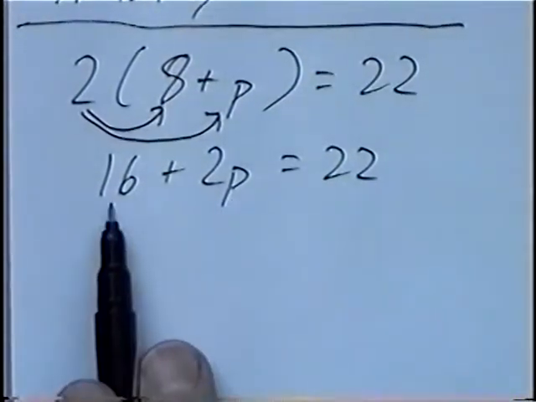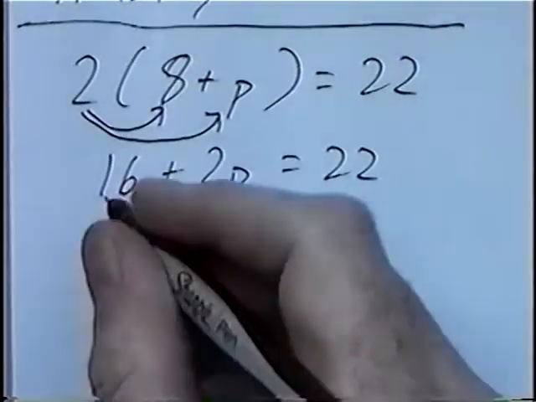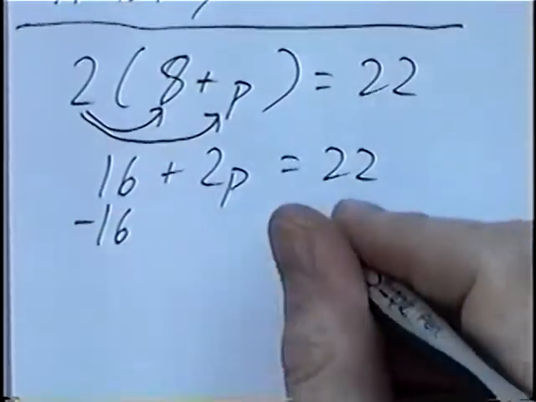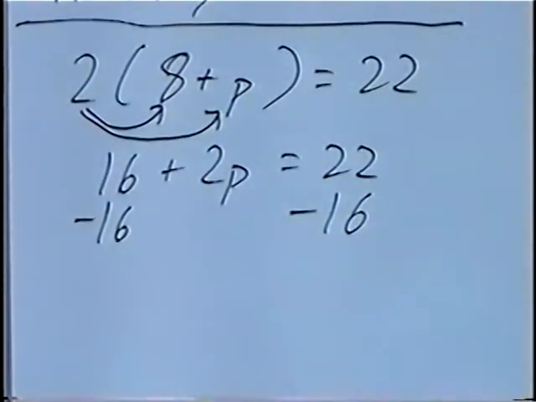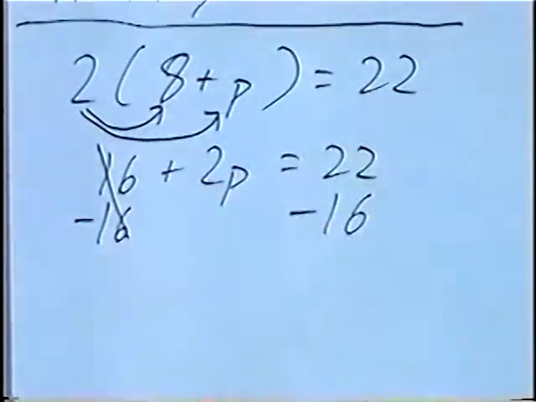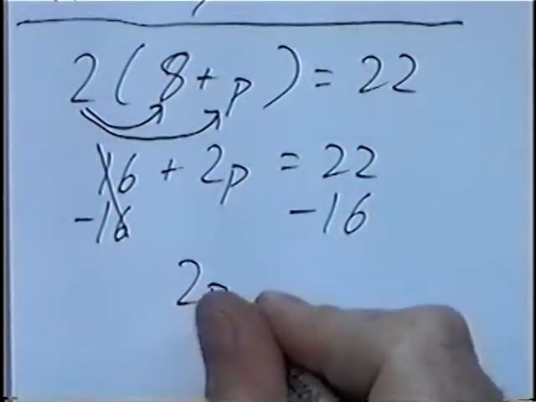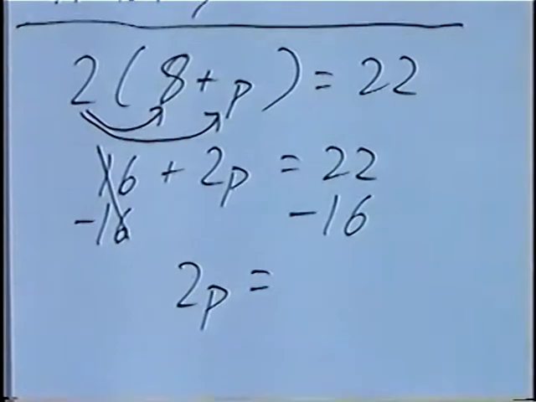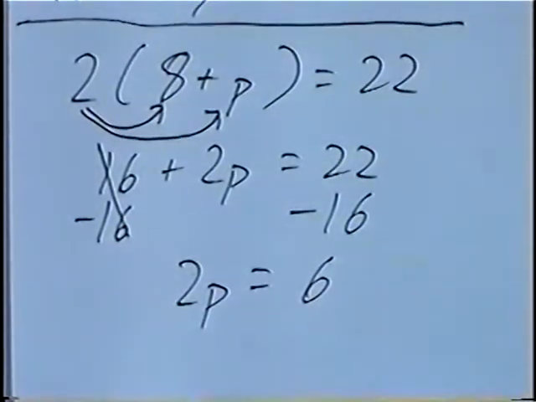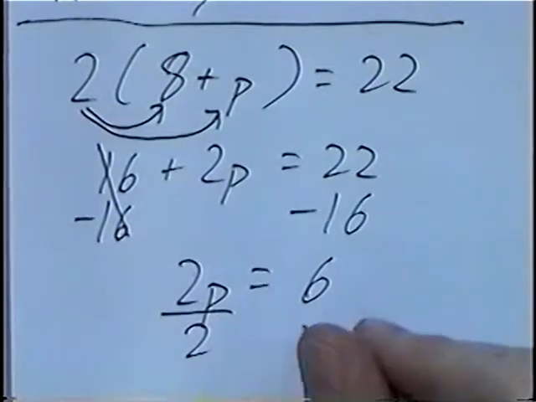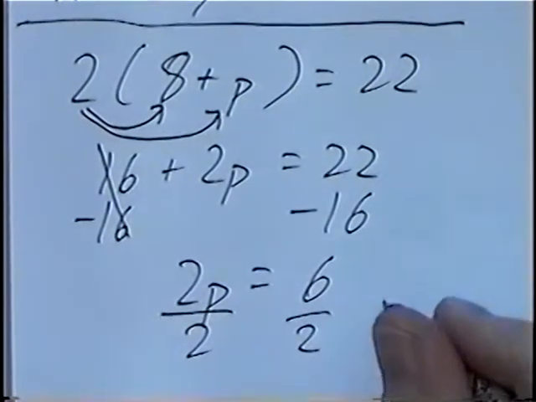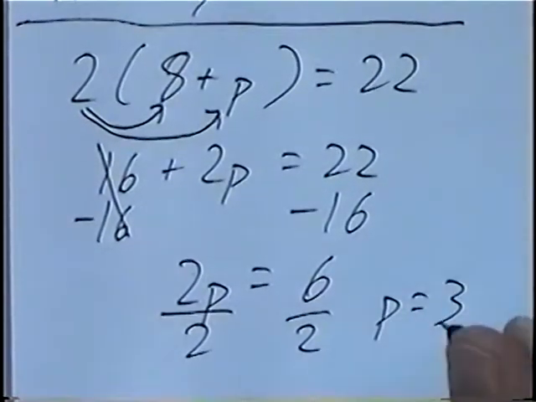Solving for p, we want to get rid of the 16. Adding 16, we can do the opposite, which is minus 16. 16 minus 16 would cancel. 2p would stay the same. And 22 minus 16 would be 6. Last step, we can divide by 2, and p is equal to 3.